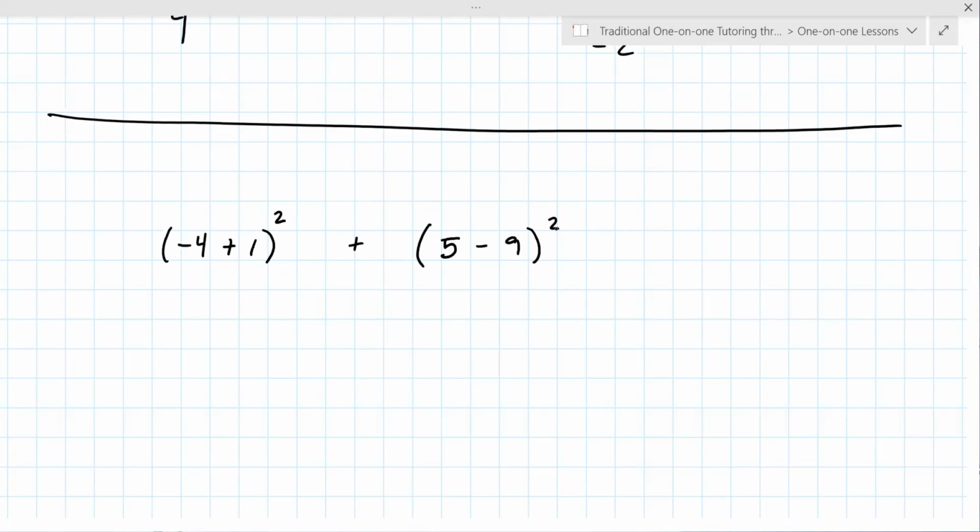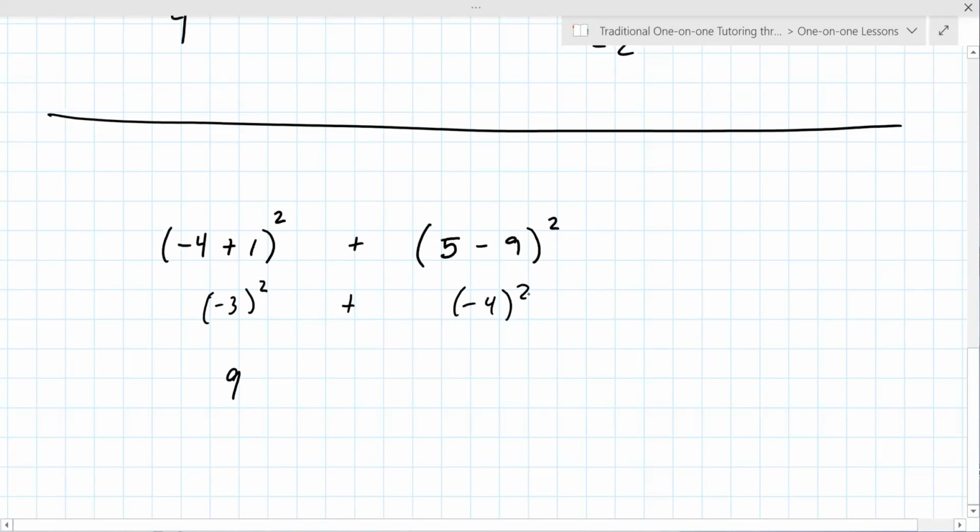How are you doing on this one, Sourish? Yeah, I think I remember. Okay, minus 4 plus 1 is going to be negative 3. Negative 3 squared is 9. And 5 minus 9 is negative 4, and then squared, it is going to be 16. What is 9 plus 16? 25. Very good. That's excellent.